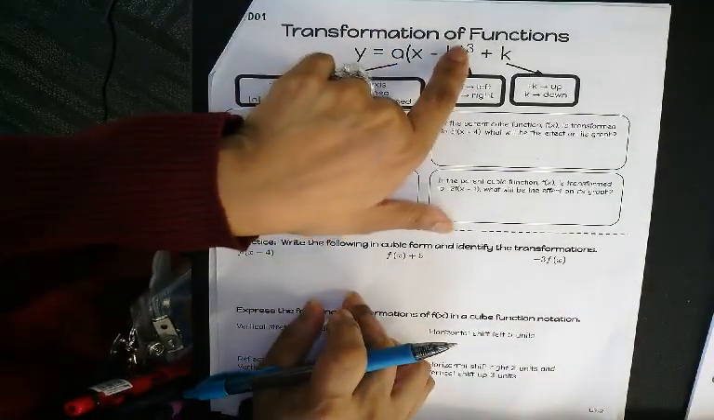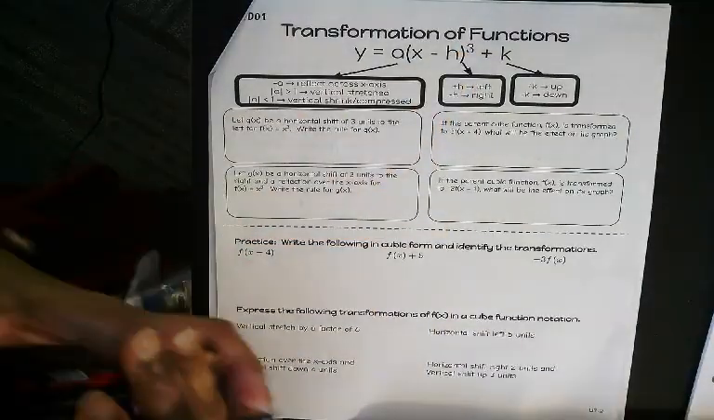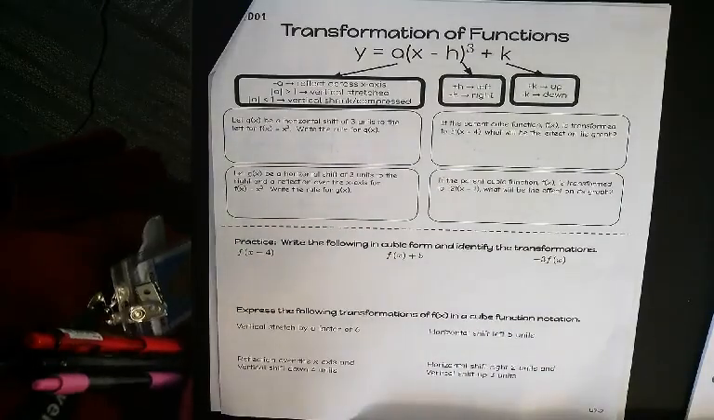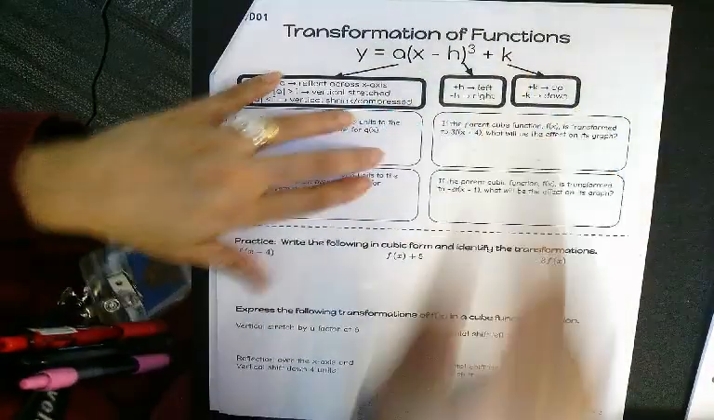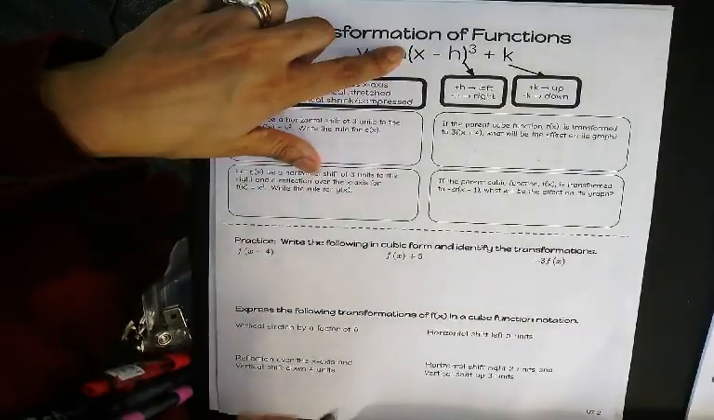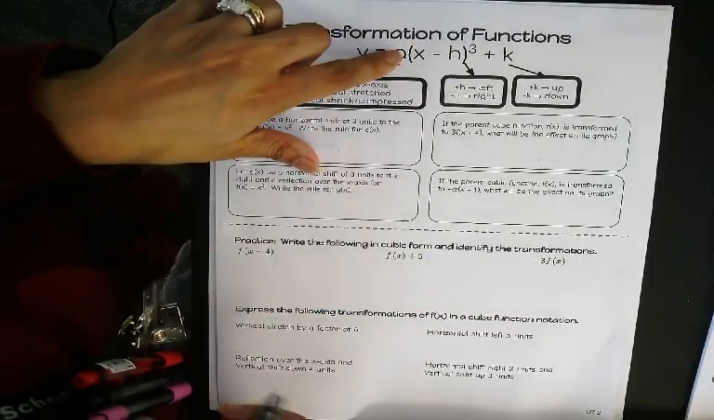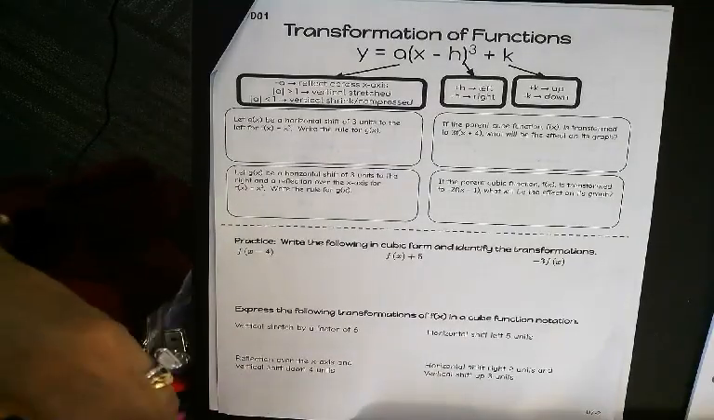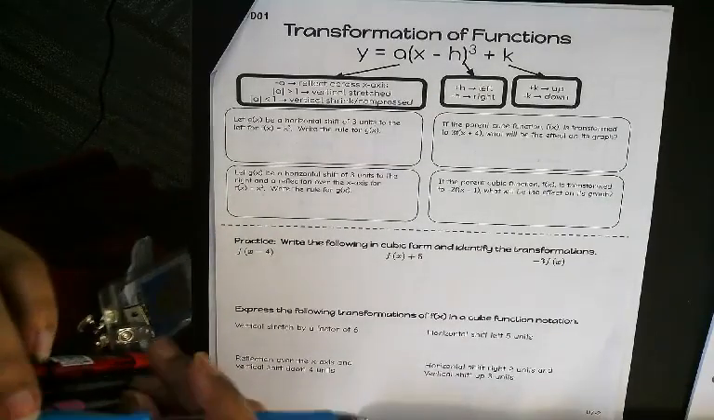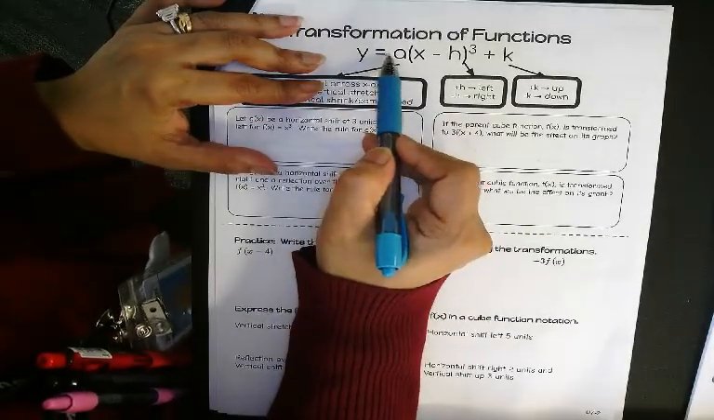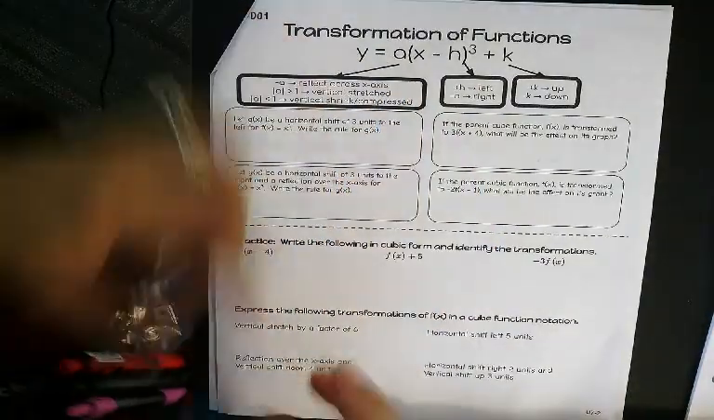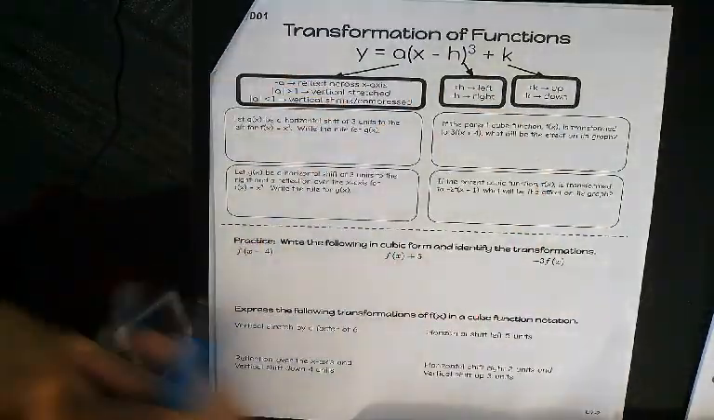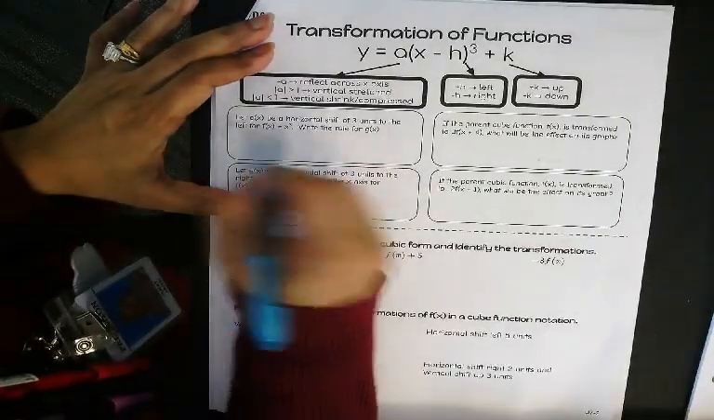Over here we are talking about the cube. So again, if you go to the left and right, it's going to be inside the function. If you go up or down, it's going to be outside of your function. And if you have a multiplier here, it's a vertical stretch if it is a whole number, and if it is a fraction, it's going to be compression. If I have a negative over here, it's going to be across the x-axis. If I have a negative over here, it's going to be across the y-axis. All right.